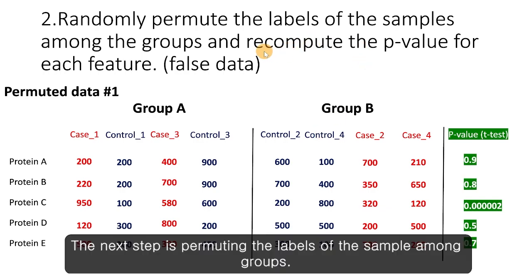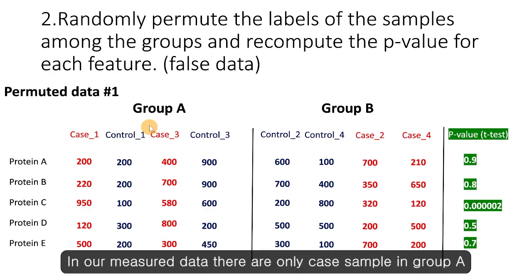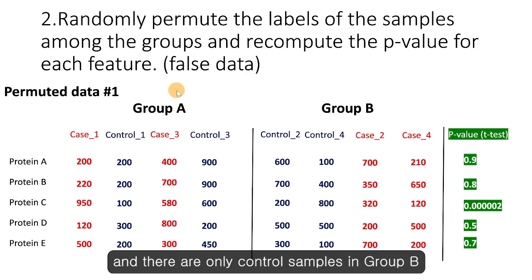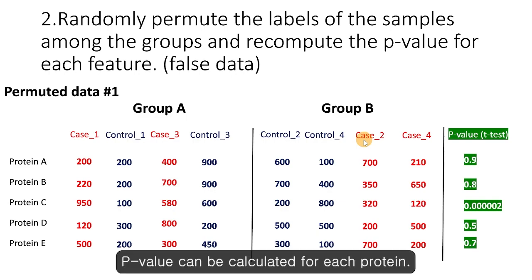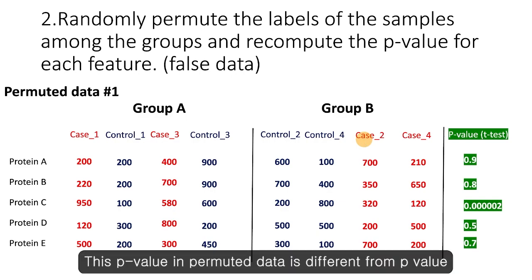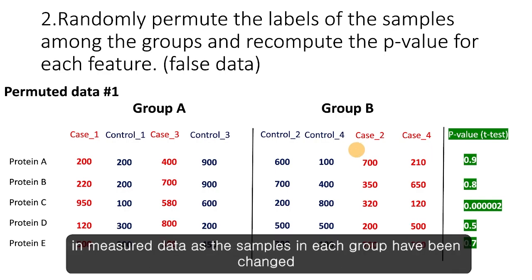The next step is permuting the labels of the samples among groups. In our measured data, there are only case samples in Group A and only control samples in Group B. However, after permuting the labels of samples, each group has 2 case samples and 2 control samples. A p-value can be calculated for each protein. This p-value in permuted data is different from the p-value in measured data as the samples in each group have been changed.